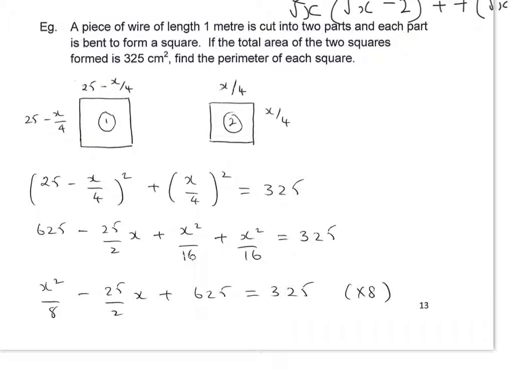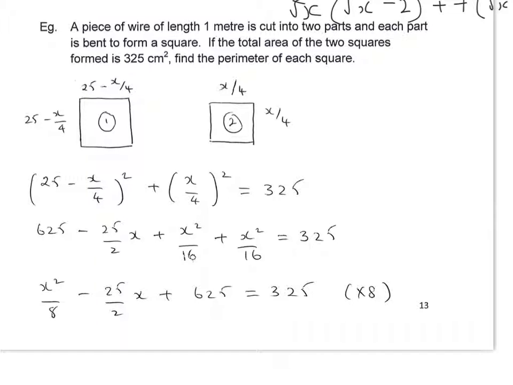Okay, the next example on this page is a problem type question. A little bit more complicated again. So we've got a piece of wire length 1 metre. It's cut into two parts and each part is bent to form a square. So a square having all sides the same length. The total area of the two squares formed is 325 centimetres squared. Find the perimeter of each square.